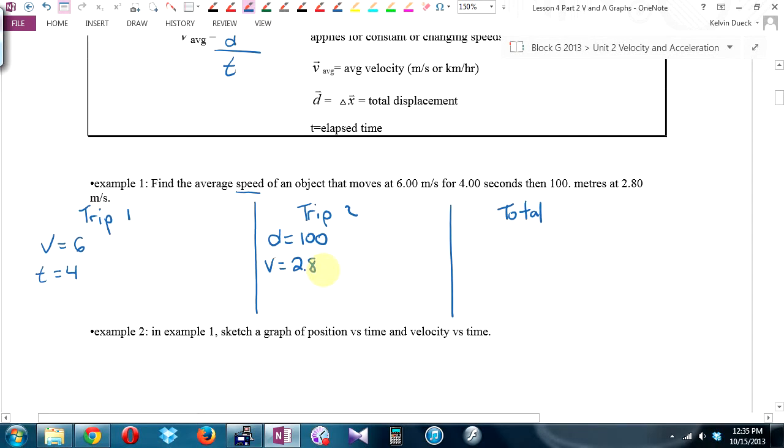Now, here's what we said. We said average speed is going to be total distance over total time. I didn't write the word total in the previous form equation up there, but I did say it in the notes. It's total. It's total if you want average velocity.